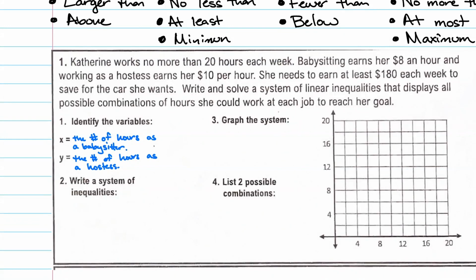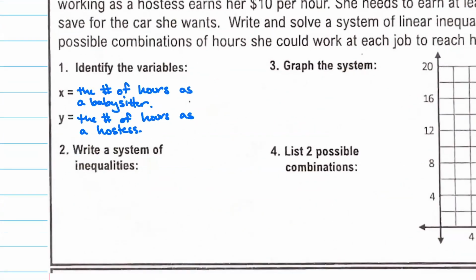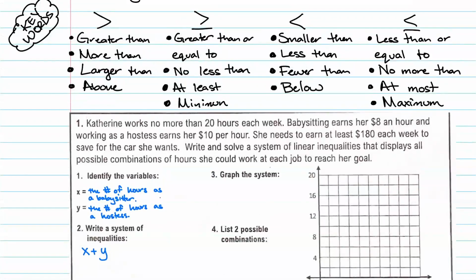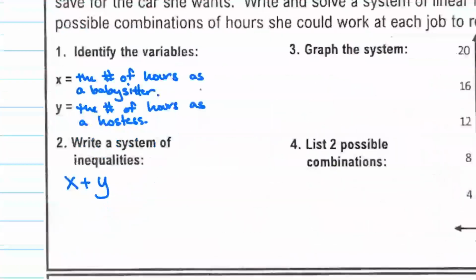I don't know how many of those hours are babysitter hours, and I don't know how many of those are hostess hours, but I do know that collectively, when I put those number of hours together, it's going to be no more than 20 hours each week. So let me go ahead and put those hours together. Remember, X represents the number of hours as a babysitter. So I'm going to take the number of hours as a babysitter, X, plus the number of hours as a hostess, Y. That's me putting the 2 hours together. And I want it to be no more than 20 hours, which sounds like this symbol, meaning I want that quantity to be less than or equal to 20.